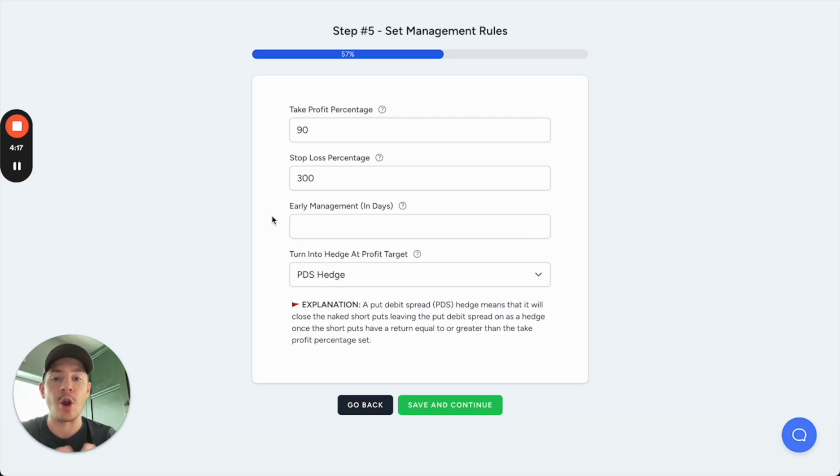Early management is something that we don't typically do. It means that you want to exit a trade when there's X number of days left. So a Tasty Live mechanic is to close a trade when there's 21 days left, and you would put 21 for that.